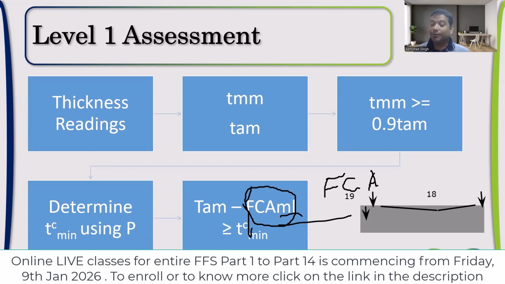So at the good thickness location, what is the corrosion rate? It is 1 divided by 5, which is 0.2 mm per year. And at the general metal loss, 2 mm divided by 5, so 0.4 mm per year.